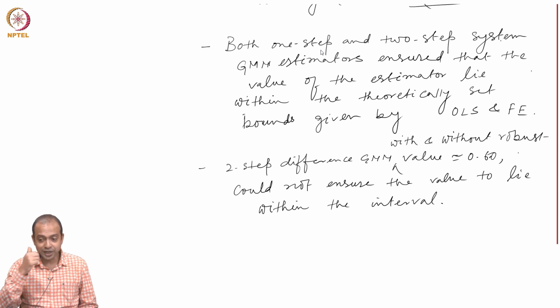The downward bias is automatically corrected by the robust command, but first of all what we need to check is whether the estimated value is lying within the interval. If it is not lying within the theoretically defined bound, then it is of no use. That is why we could not take this two-step difference GMM.